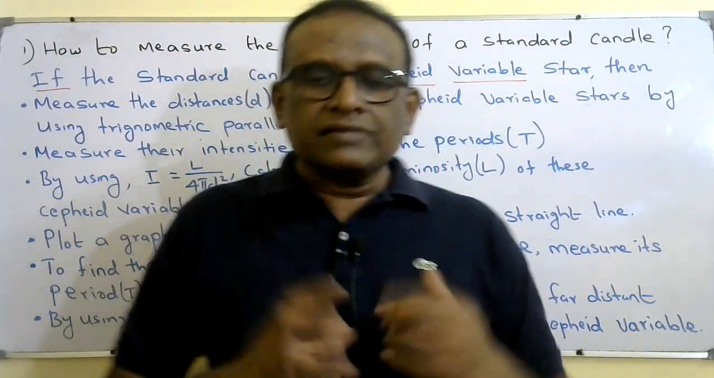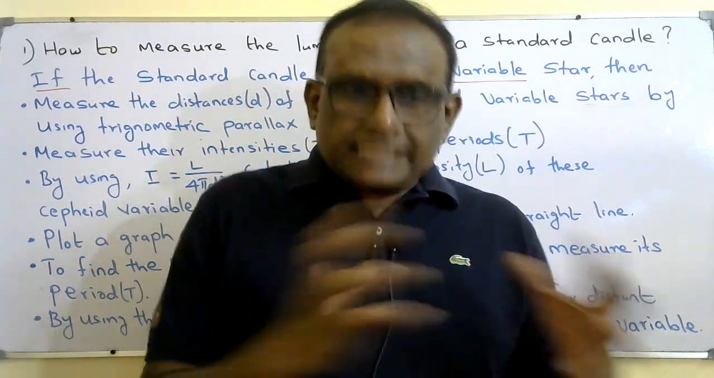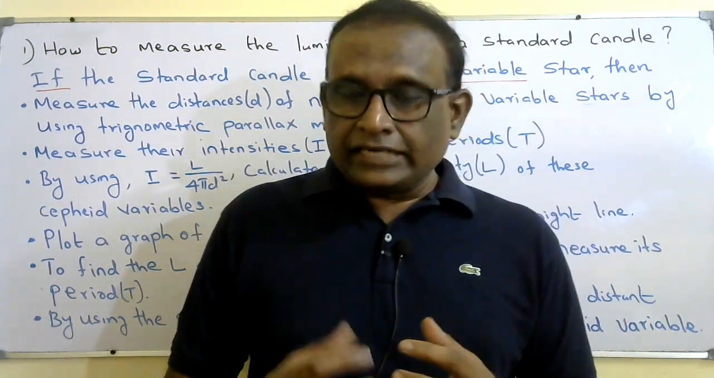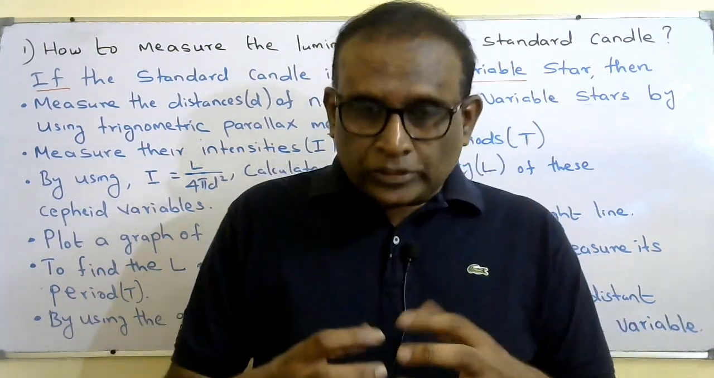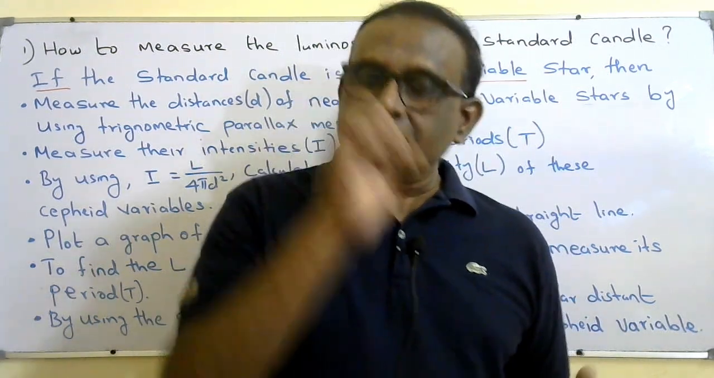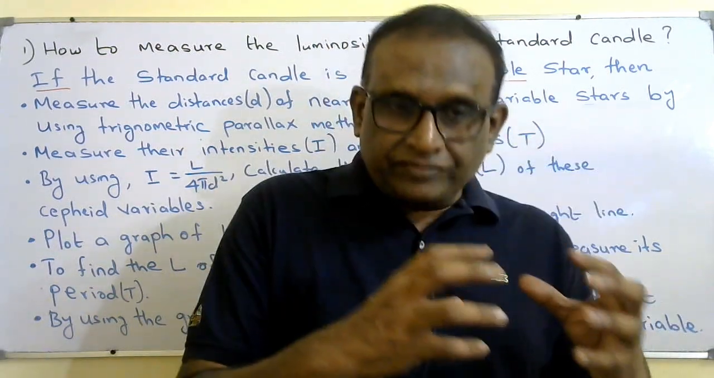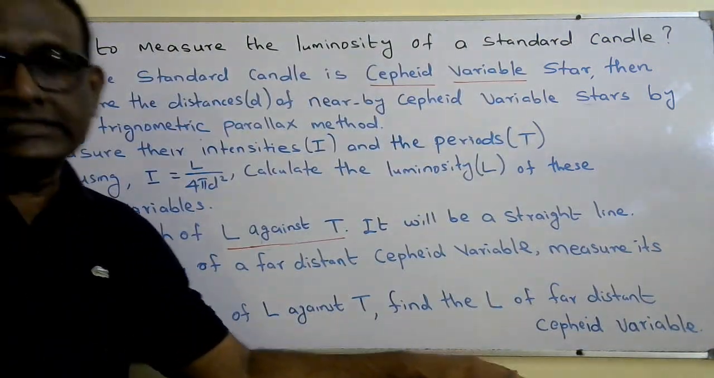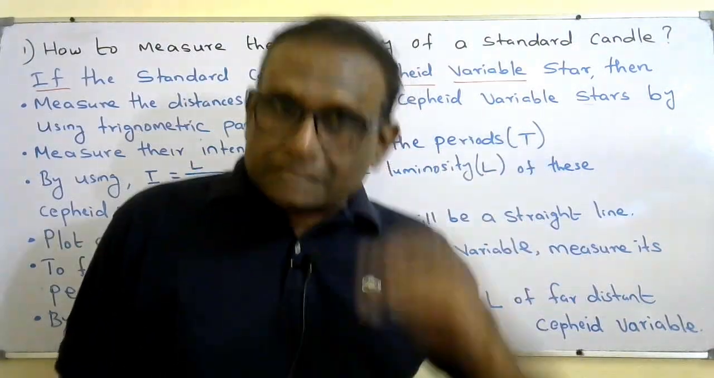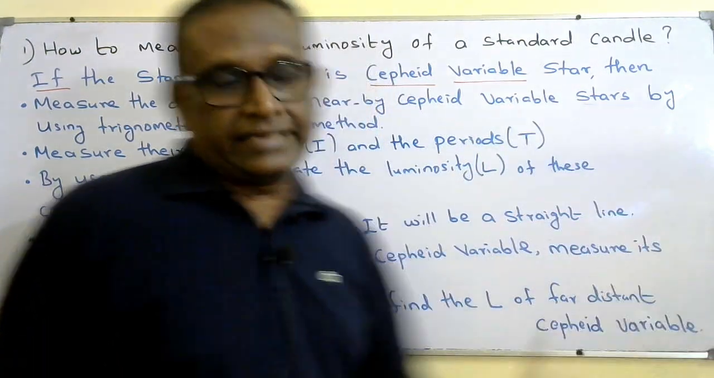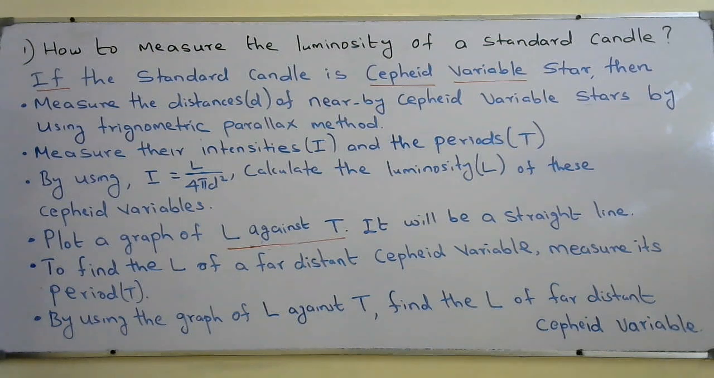If the standard candle is a Cepheid variable, so we know that a standard candle is a star or an astronomical object with known luminosity. One of them, the Cepheid variable, could be used as a standard candle. So if the standard candle is a Cepheid variable, then this is the method we use to measure the luminosity of that specific standard candle. I already explained this, right?